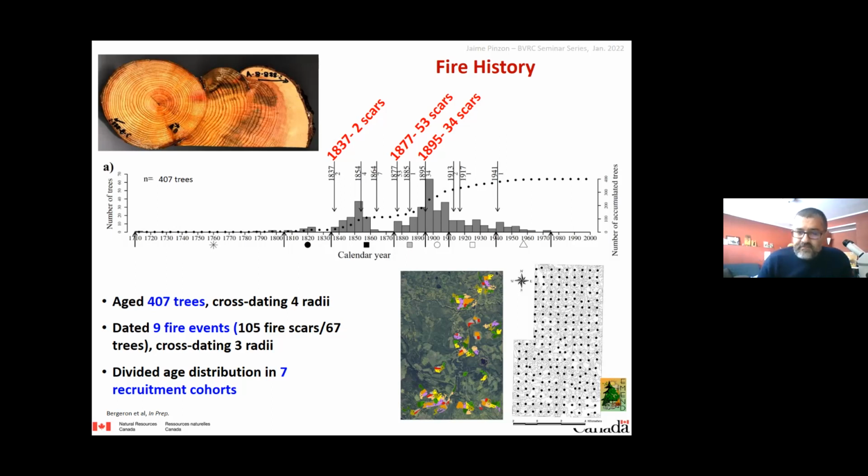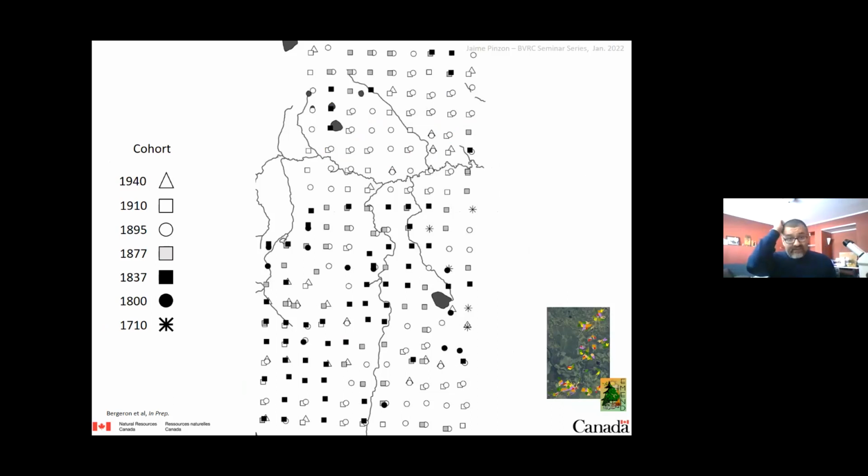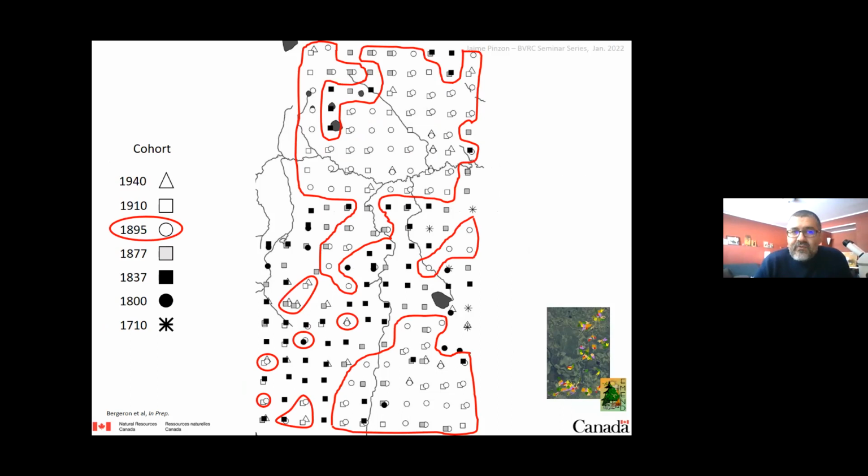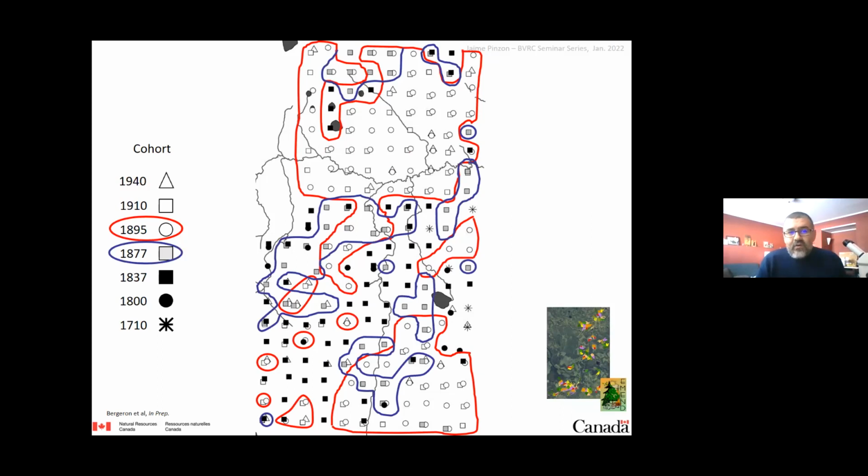So when we think about this landscape and the fire history, of course, there are cohorts that have survived different fires at different times. And then you can see on the landscape some overlapping areas. So for example, the 1895 fire, most of the trees encircled by these red areas were trees that survived the 1895 fire. And if we start going back in time, the 1877 fire, there are some areas where there are trees that had survived that fire, and so on for 1837.